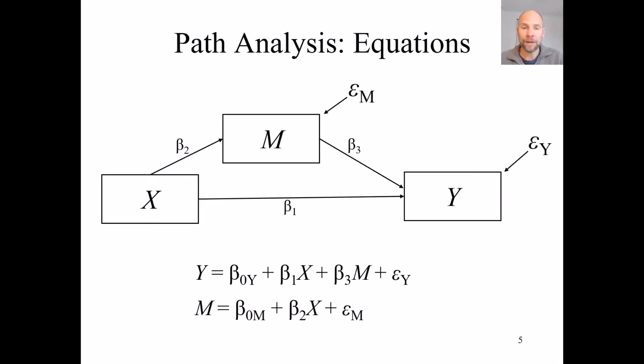And then the second equation is for m, because m is also a dependent variable. M in this case is only dependent on x. So there's just an intercept beta 0 m, and there's a slope coefficient beta 2 for the regression of m on x, and there's an error variable epsilon m, because m also is not perfectly determined by x typically. And so what distinguishes path analysis from multiple regression again is that we estimate those 2 equations simultaneously. The parameters of these models are all estimated in one step when you run a path analysis.